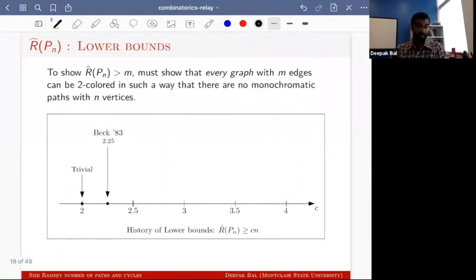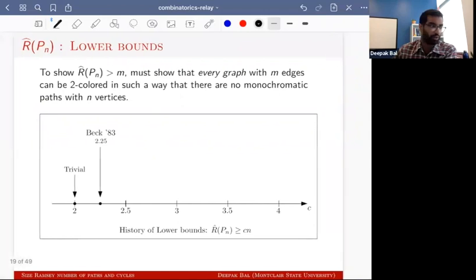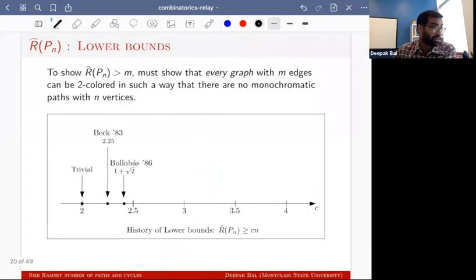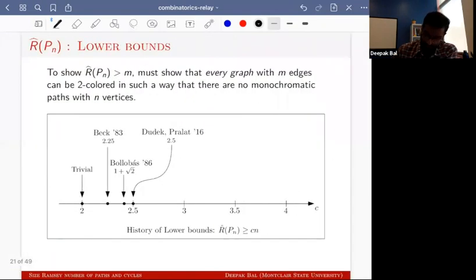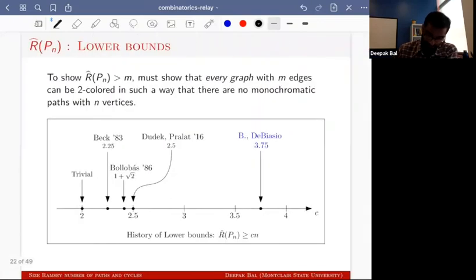Beck proved that you can actually get 2.25n in '83. And then in Bollobás's paper, it was proved that you can get 1 plus square root of 2 times n, which is around 2.4n. And then Dudek and Pralat proved that you can get 2.5n. And this brings us to our result, which I want to tell you about, which is that you can get 3.75n.